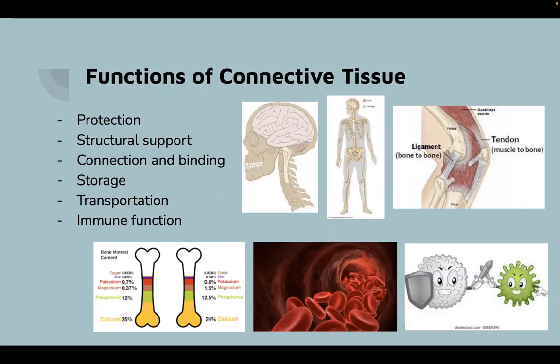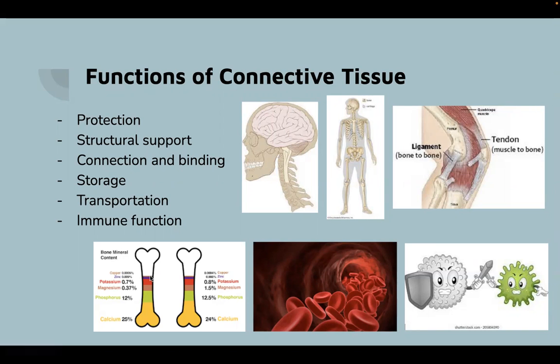Connective tissues connect and bind certain structures. For instance, ligaments bind to bone, and tendons bind muscles to bones. You can see right over here in this picture. It can also provide for storage of some nutrients, as bones store calcium and phosphorus. So you can see, like in this picture, what percent of calcium and phosphorus is contained in the bone.